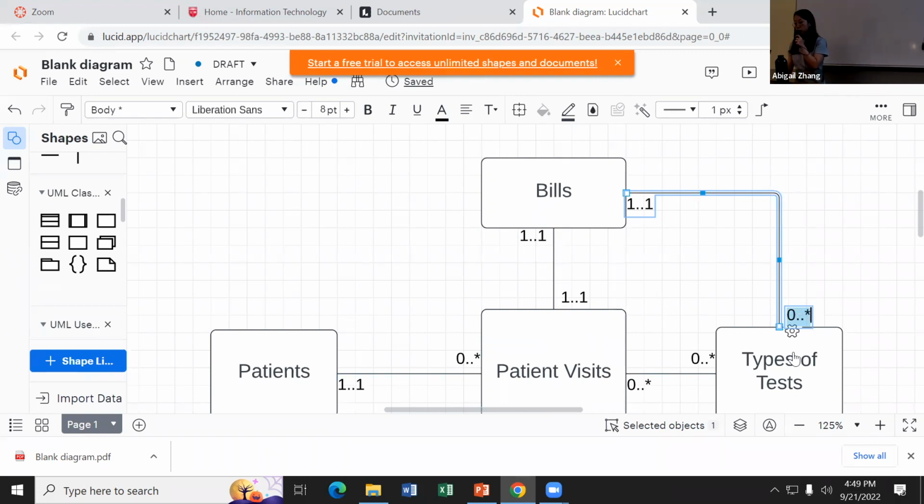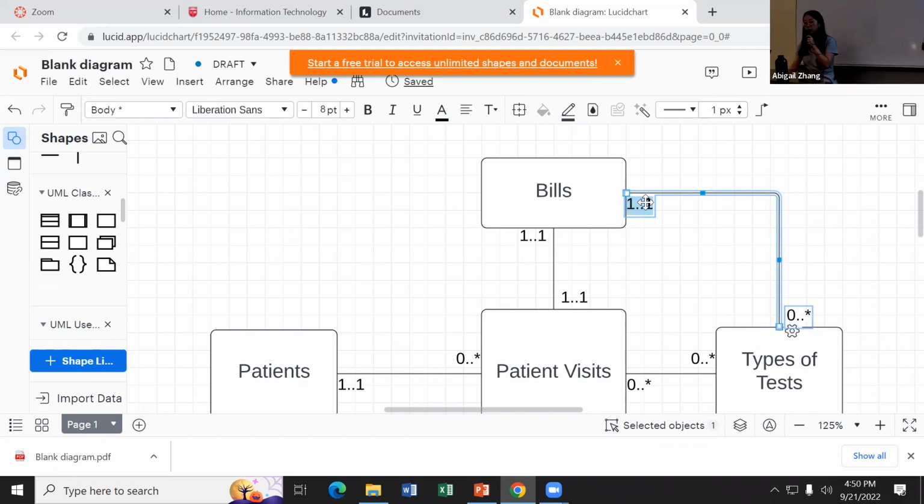Let's first look at the one next to types of tests. This is saying each bill is associated with 0 or multiple tests. This is correct, right? Because the 0 happens when the patient visits without conducting any tests. But in that case, the patient still pays for the visit fee. And the multiple makes sense because when the patient does conduct tests, then they will get billed, right? So the 0 to multiple on the types of tests is correct.